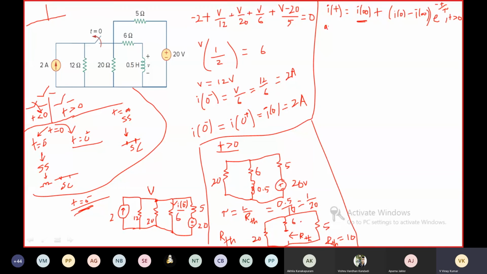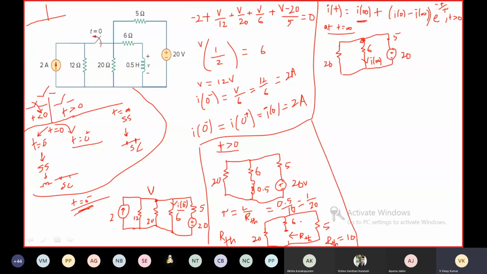At t is equal to infinity, what will be the circuit? The circuit would be like this. The inductor acts as a short circuit at t is equal to infinity. The current going through this inductor is I of infinity. So this is 5 ohms, 20 volts, 5 ohms, 6 ohms, 20.